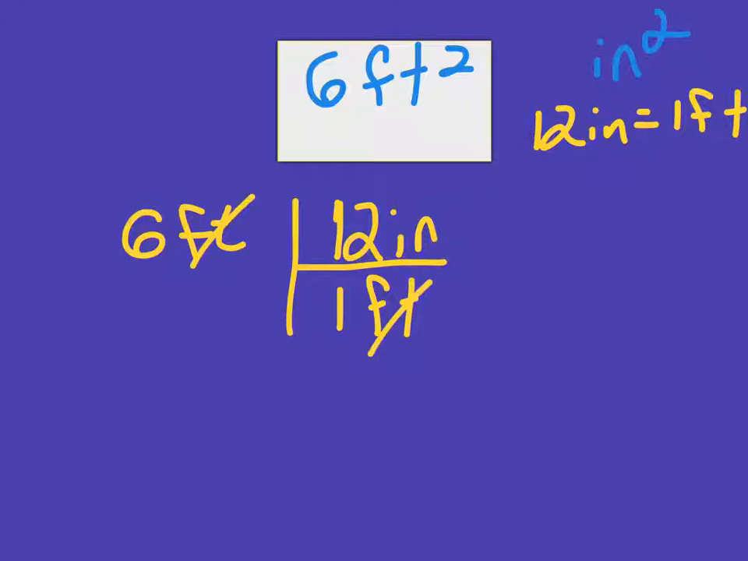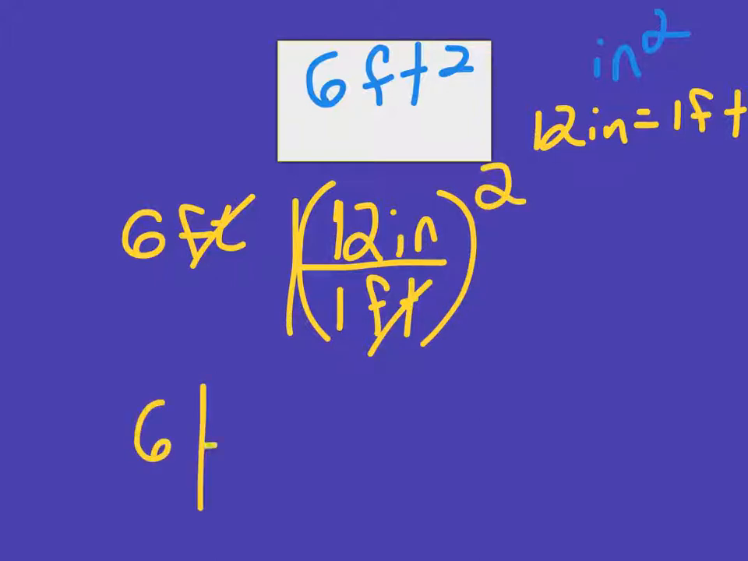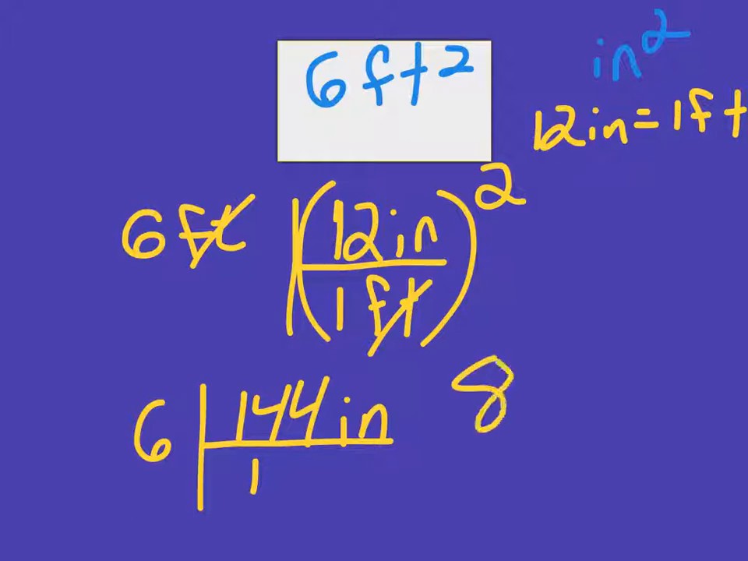Then I need to make sure that, since I'm doing area, I square the conversion factor. So this becomes 6, this is 144, this is still 1. Then I need to do 144 times 6 divided by 1, and I should get 864 inches squared. Just like that. Hopefully you got that same answer.